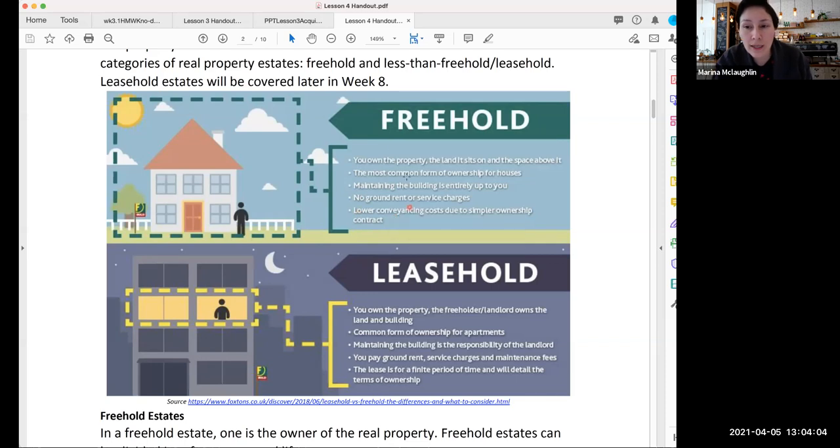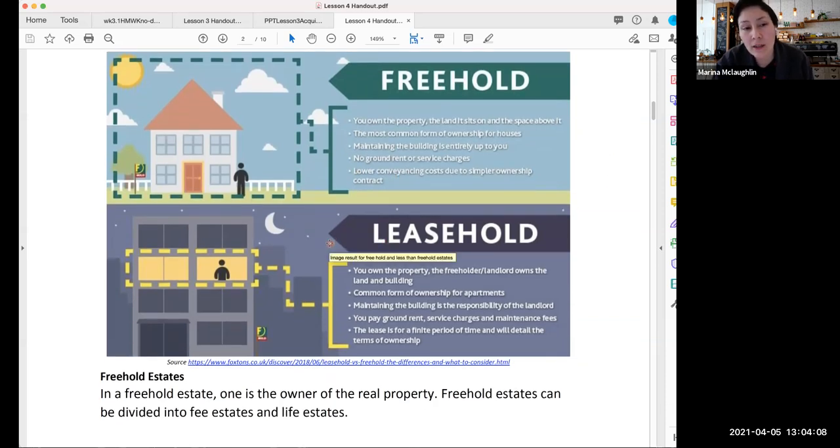So that's called the freehold estate. The next kind of estate is called the leasehold estate. As you can tell, follow the little yellow dotted line around this man. He looks like he's inside of a building, and it almost looks like he's in an apartment. So this one, the leasehold estate, you own the property.